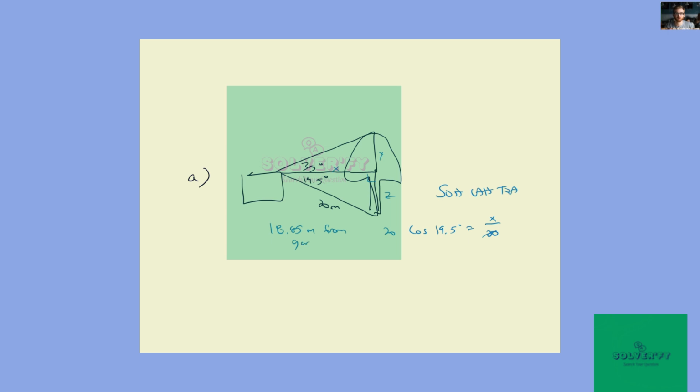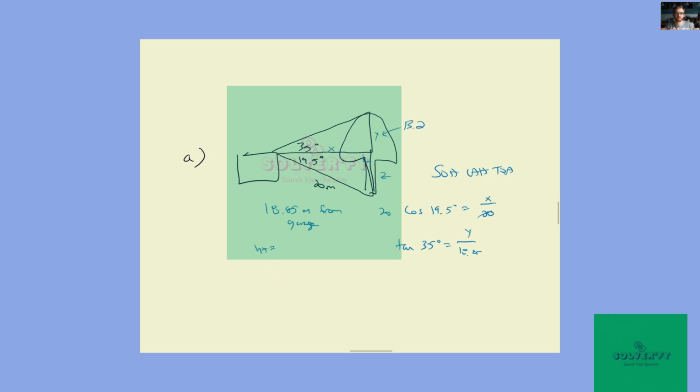From the garage. The height, we can find y now using x and tangent. We can say the tangent of 35 degrees is equal to opposite over the adjacent, which is the 18.85. So 18.85 tangent 35 is 13.2.